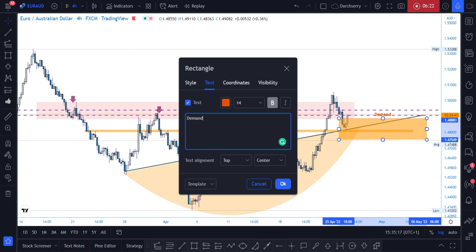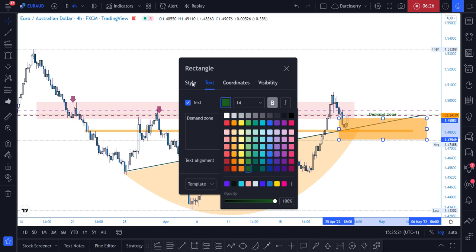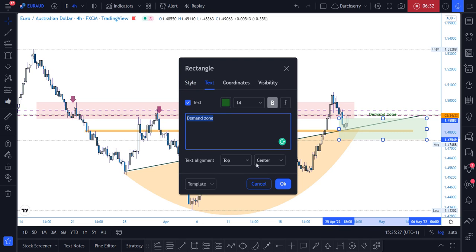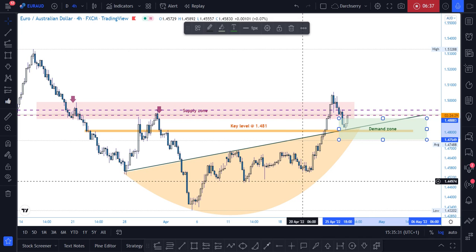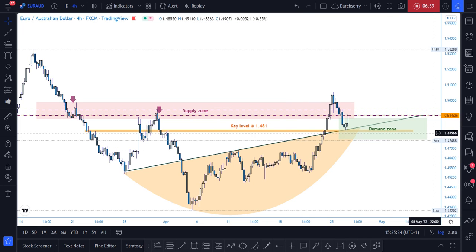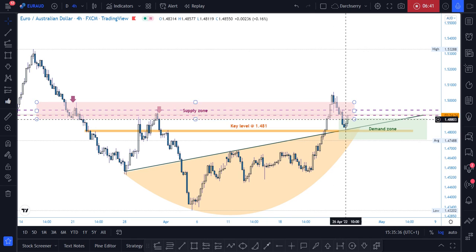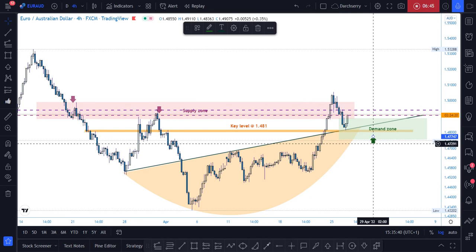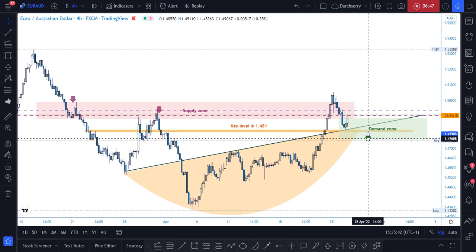Give me a moment, please. Demand zone. Our demand zone is green. Let's give it a light green. Let's place this text right in the center of the box. Okay, great. So we have our demand zone. We are going to be looking for structures that support a bullish momentum within this zone.